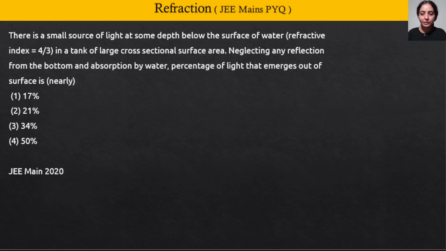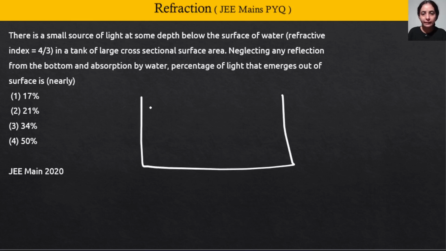Now let us solve this question. What is said in here? There is a small source of light at some depth below the surface of water in a tank of large cross-sectional surface area. So we have a big tank, and this tank is filled with water, okay? And then there is a source of light kept at the bottom. So here suppose there is a source of light.